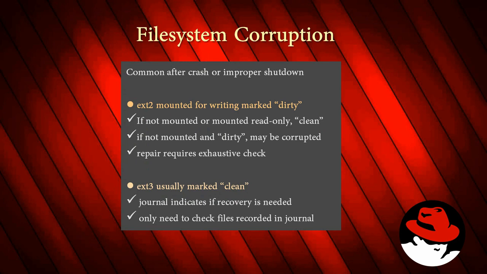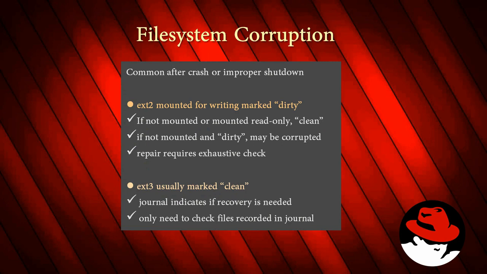File system corruption is common after a crash or improper shutdown. Sometimes the system may have shut down improperly due to a crash, software crash, or other driver crash, and then the problem could exist. An ext2 file system mounted for writing is marked as dirty. If not mounted or mounted read-only, it should be clean. If not mounted and marked as dirty, it may be corrupt. A repair requires an exhaustive check.